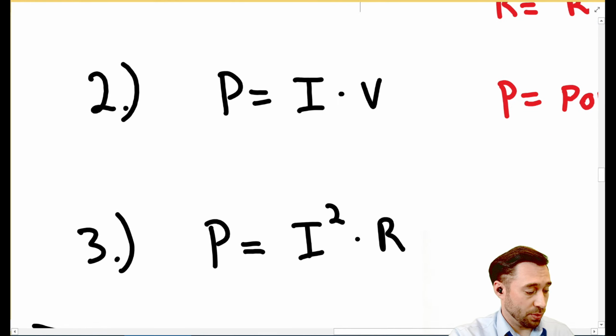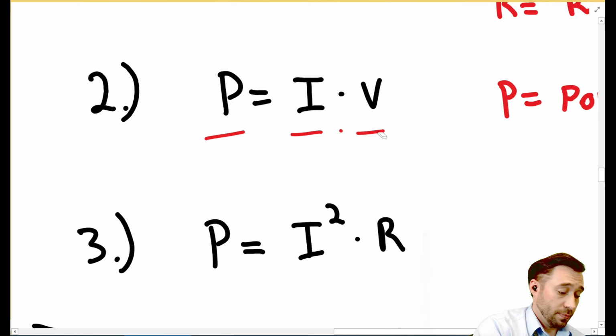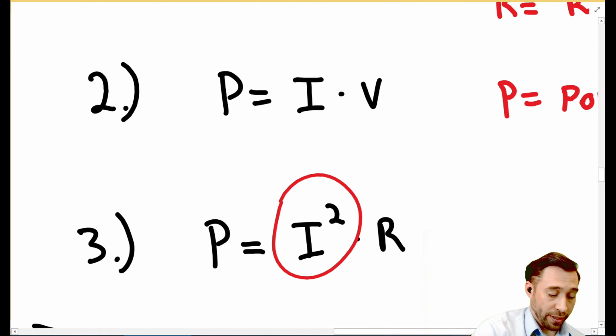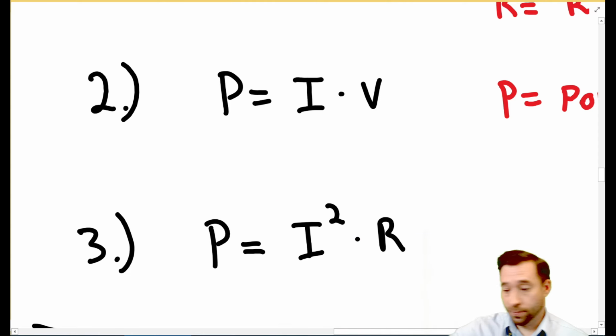Then there are these two equations dealing with power. One way we can write it is power is equal to current times voltage, or power is equal to current squared times resistance.